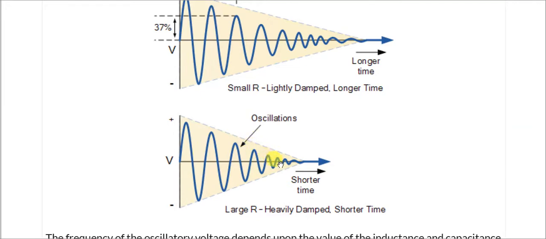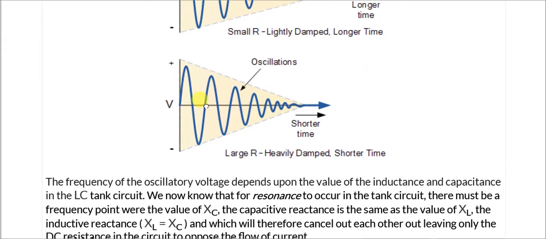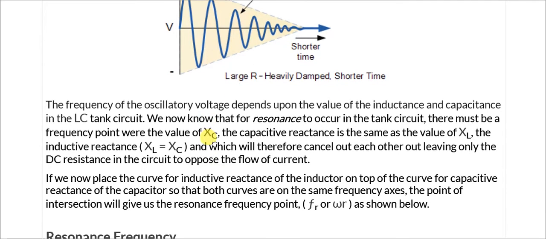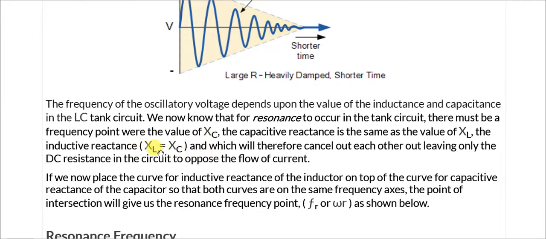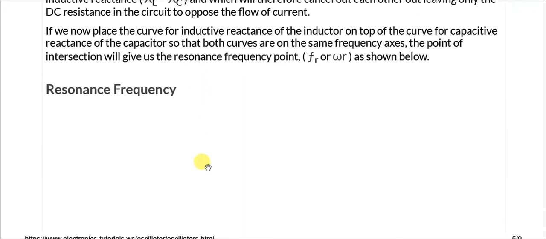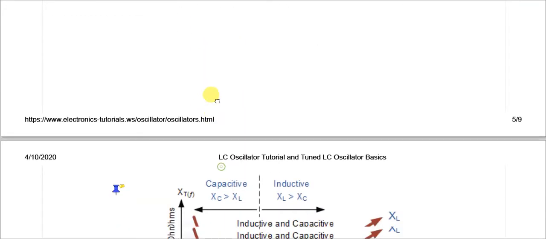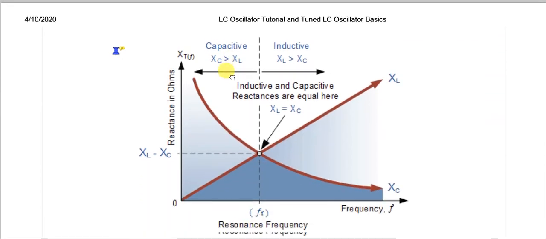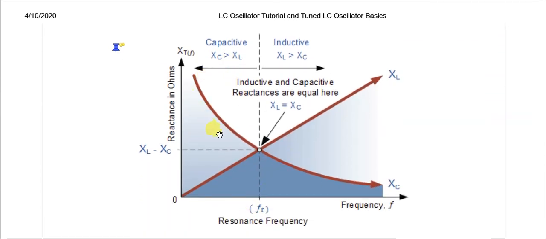Okay, so resonance takes place at XL equal to XC. So let's discuss the resonance part. Here this graph is showing the XL plotted with the frequency. This is XC also along with the frequency. This is the difference of the two reactances, XL minus XC.